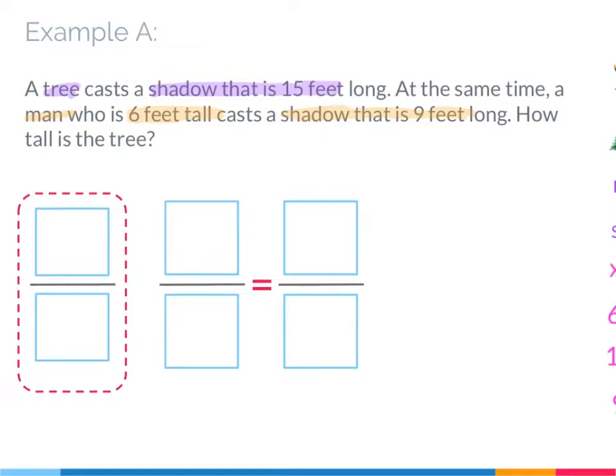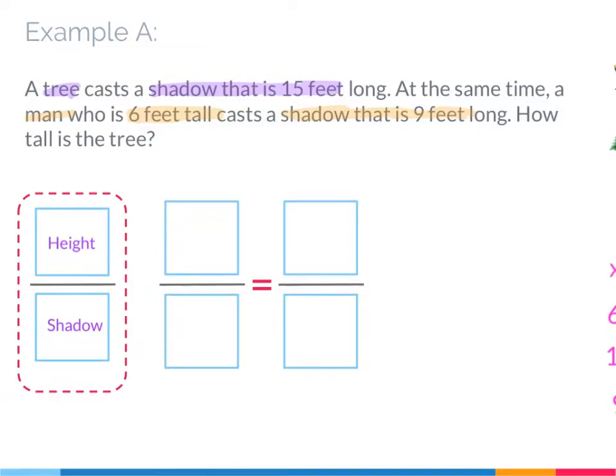So I know I'm going to be comparing two things. I'm going to be comparing height and shadow. So I'm going to put the height on the top and the shadow on the bottom. It doesn't matter whether shadow is on top or height is on top. Just remember that if you select height on top, then you need to make sure the heights are all the way on the top. And if you select shadow on top, then shadow would be all the way on the top. Now, the two things that we're comparing are the man and the tree.